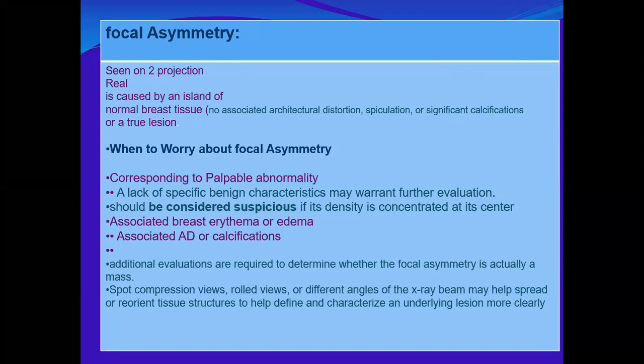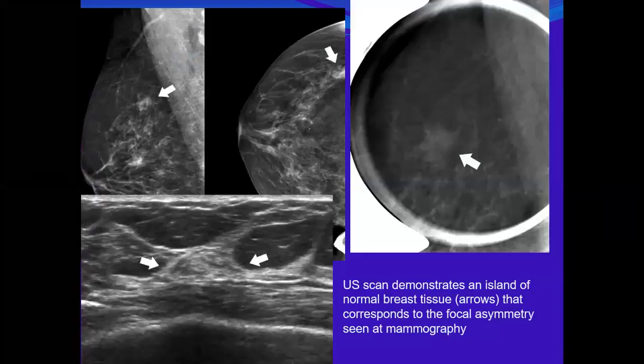When to worry about focal asymmetry? If there is a corresponding abnormality, if there is lack of specific benign characters, it warrants further evaluation and should be considered suspicious if it is denser at the center, suggesting that it might represent a mass. If it is associated with breast erythema or edema or architectural distortion or calcification, then additional evaluation is required. Spot compression or different angle mammographic viewing can be helpful.